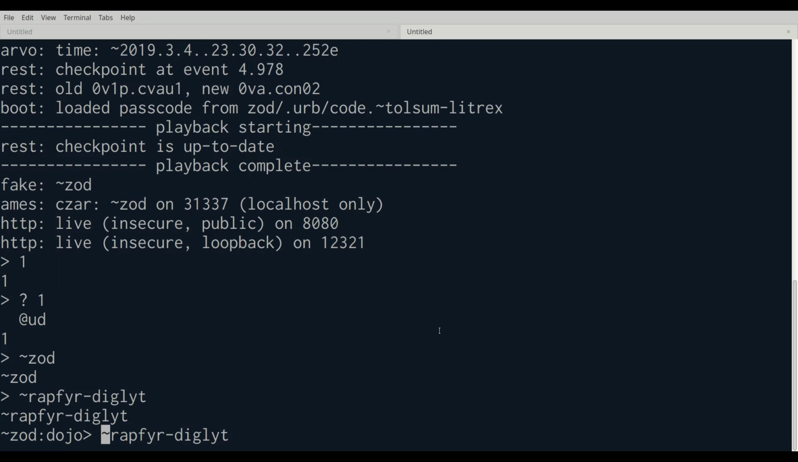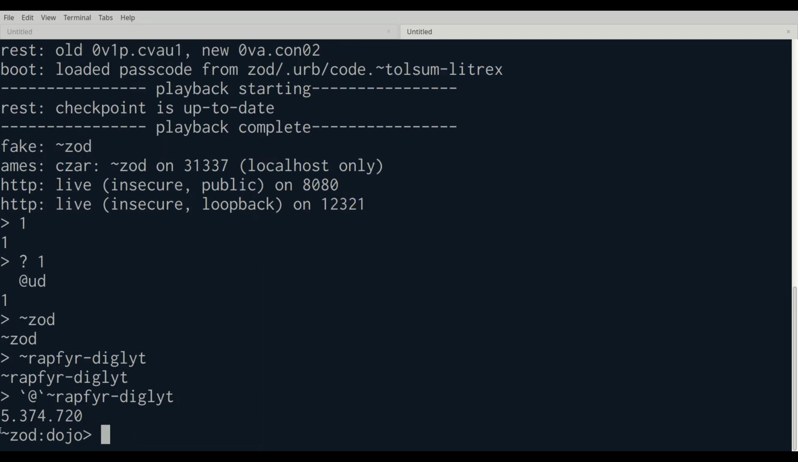Now, I'd like to interrogate this a little bit more about some information about it. So I'm actually going to use this cast operation, which is 2 backticks in front of an expression, and inside those backticks, you are going to put the type you would like to cast to. So what I'm going to do here is put @, and this is actually going to use the aura of noun, or atom, rather. And so we can see that when I do that, instead of getting back rapfyr-diglyt here, I get this number.